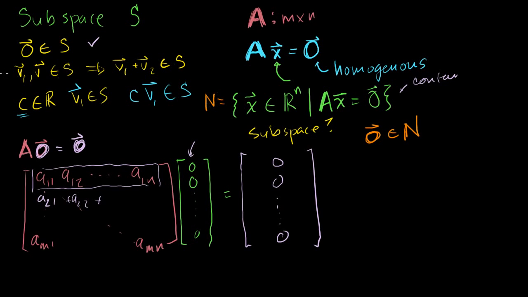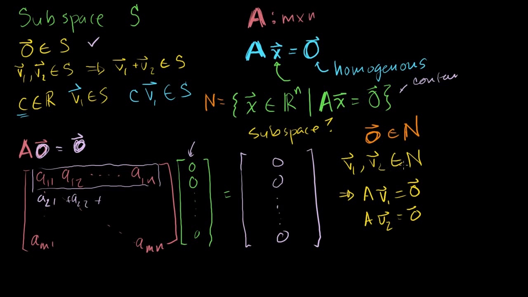Now let's say I have two vectors v1 and v2 that are both members of our set. What does that mean? That means that they both satisfy this equation. So that means that my matrix A times vector 1 is equal to 0. This is by definition. I'm saying that they're a member of this set, which means they must satisfy this. And that also means that A times vector 2 is equal to our 0 vector.